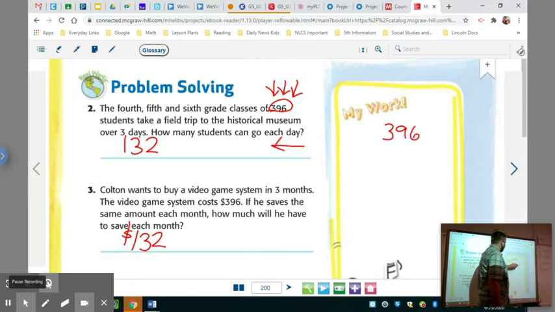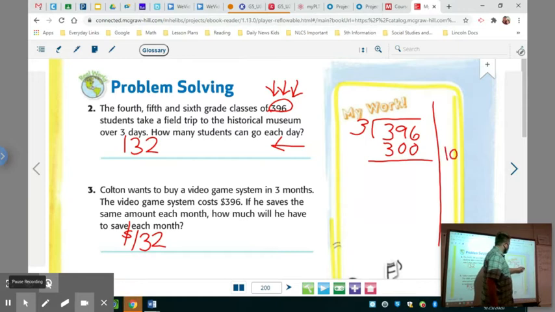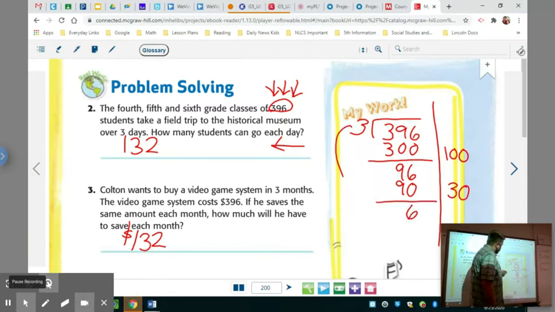396 divided by 3. Well, 3 definitely goes into 3, right? So how many times will 3 go into 300? 100 times. Subtract those, you're going to get 96. 3 goes into 9, so we're going to use a 90 here. How many times will 3 go into 90? 30 times. Subtract those, you're going to get 6. 3 goes into 6 how many times? 2 times. So that's still going to be 132.